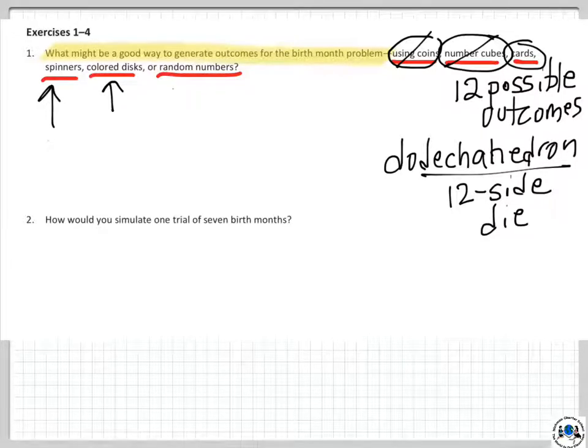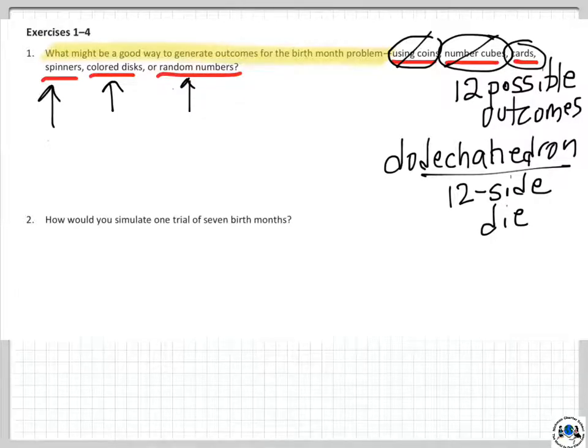If you had 12 different colors, which you surely don't, and of course random numbers would work. All right, we could always use random numbers. Okay, random number table. All right. Okay, so let's move on here.